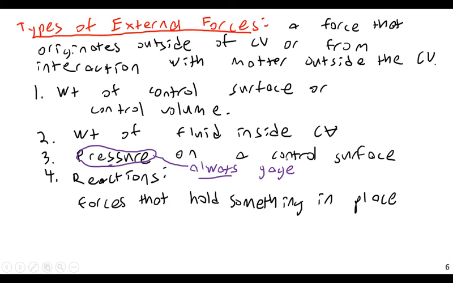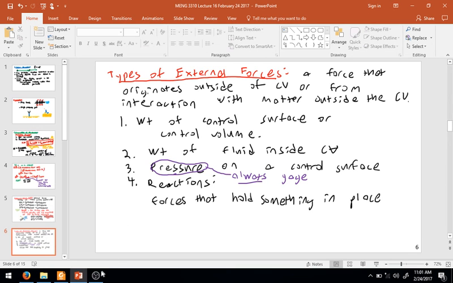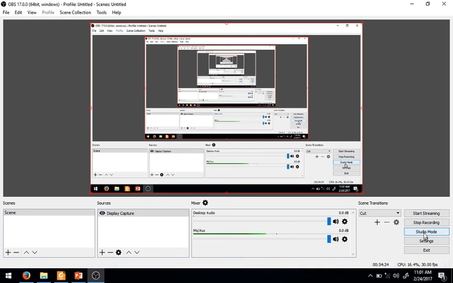Okay, so in my next lecture, I just want to work through a bunch of example problems over control volumes, but I think I'll end it there with just a brief introduction to the concepts of control volumes.